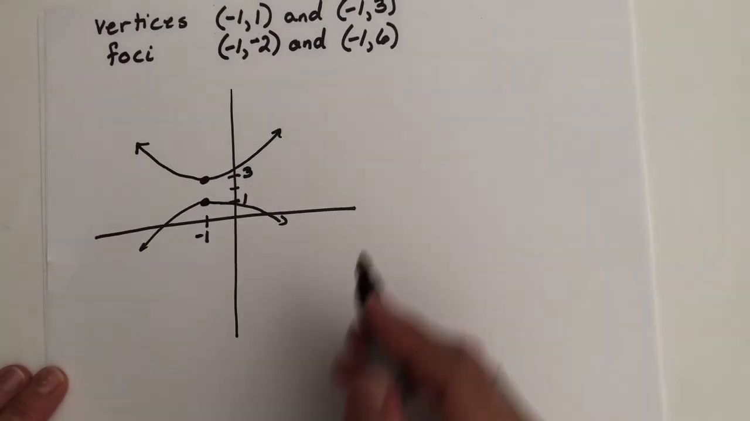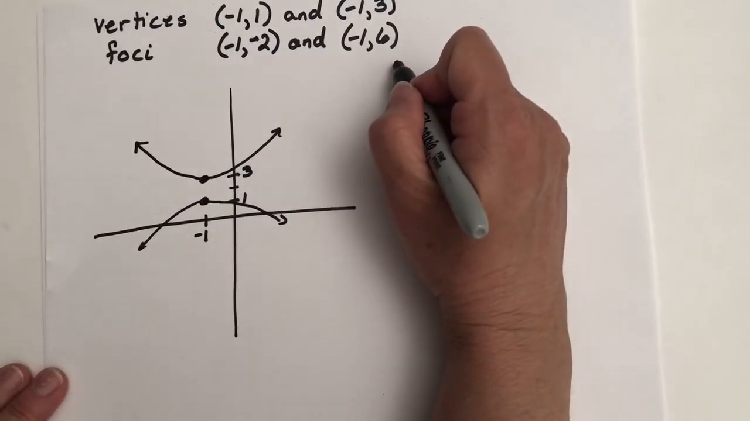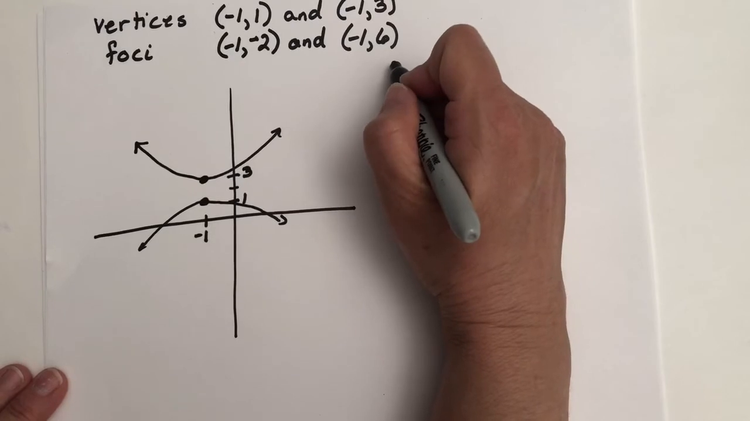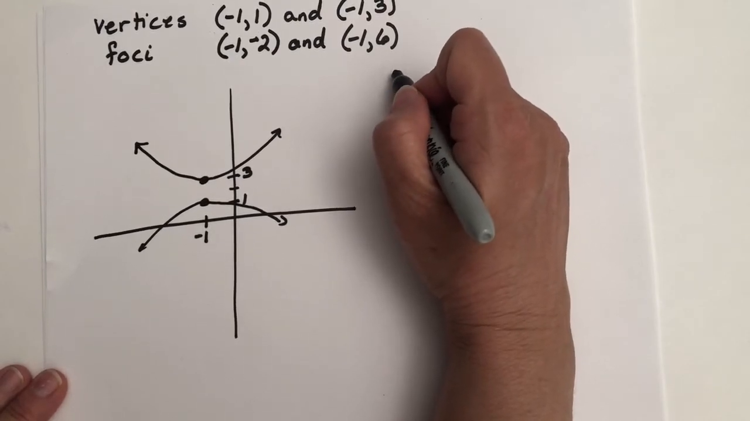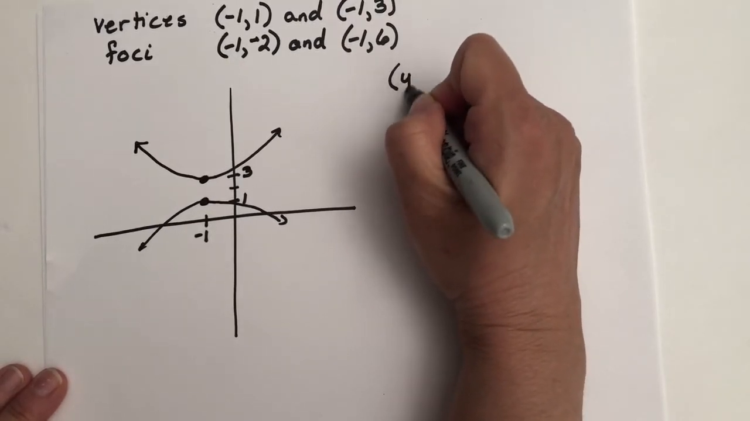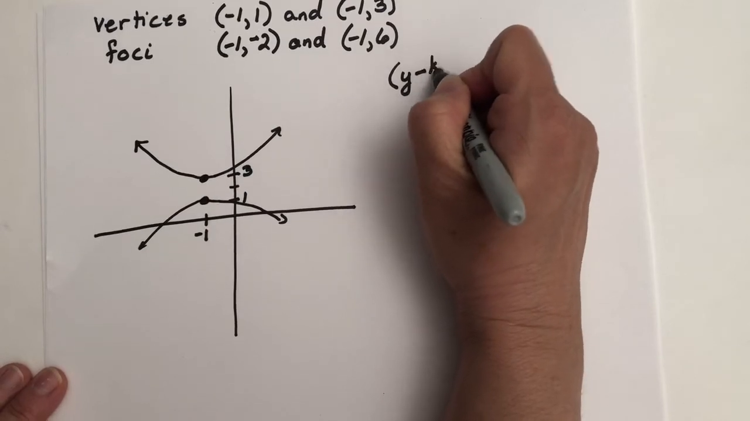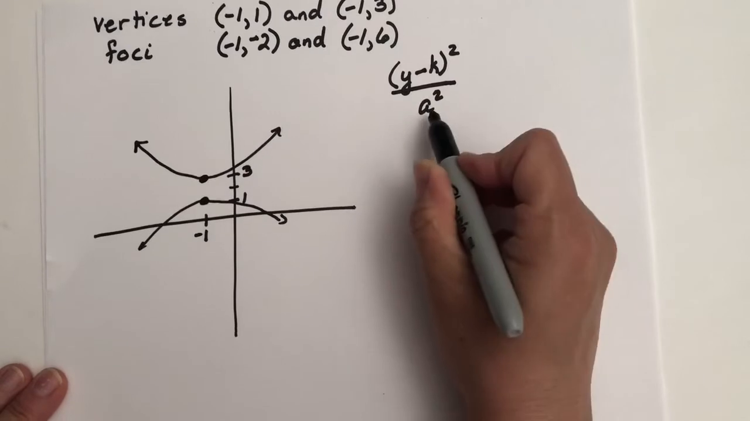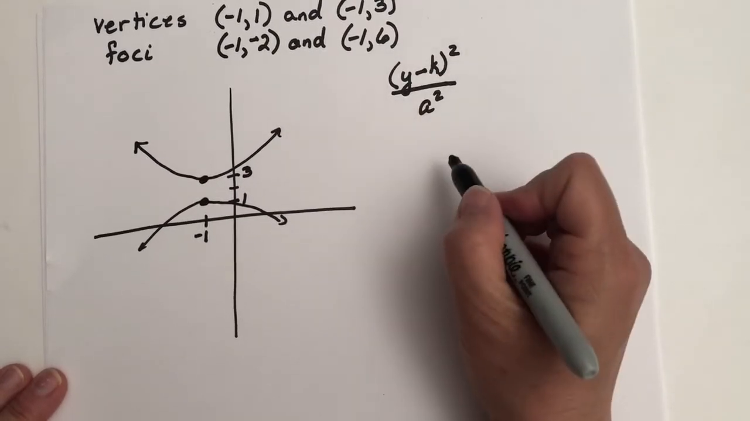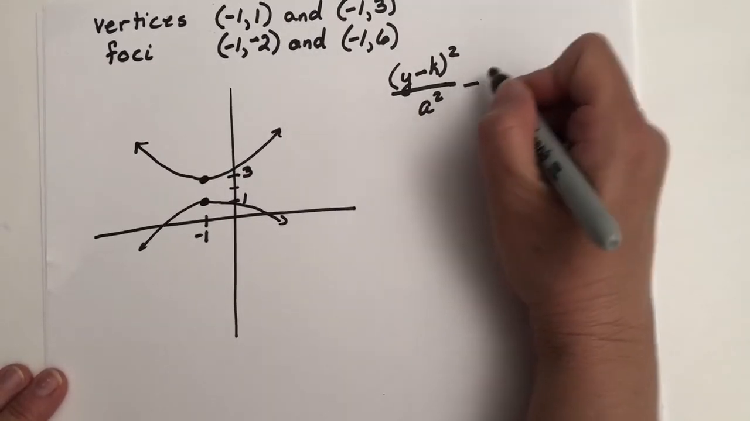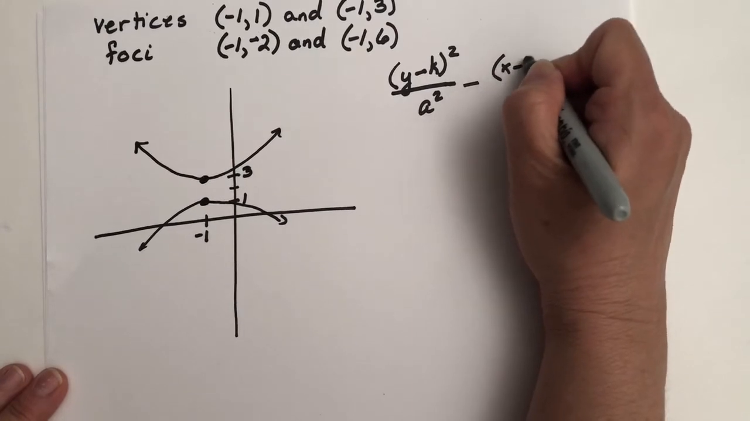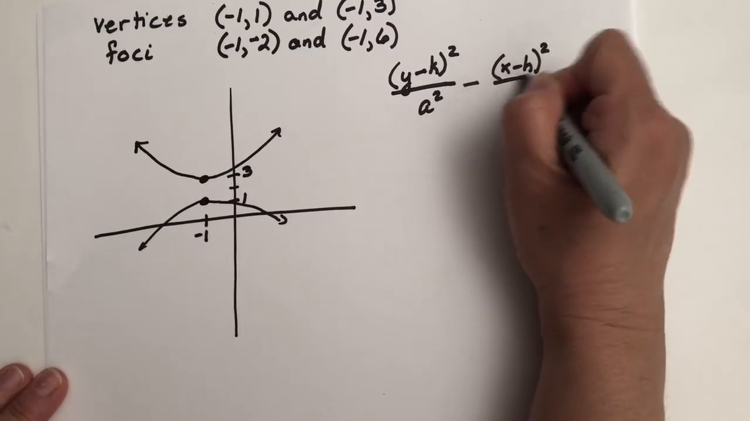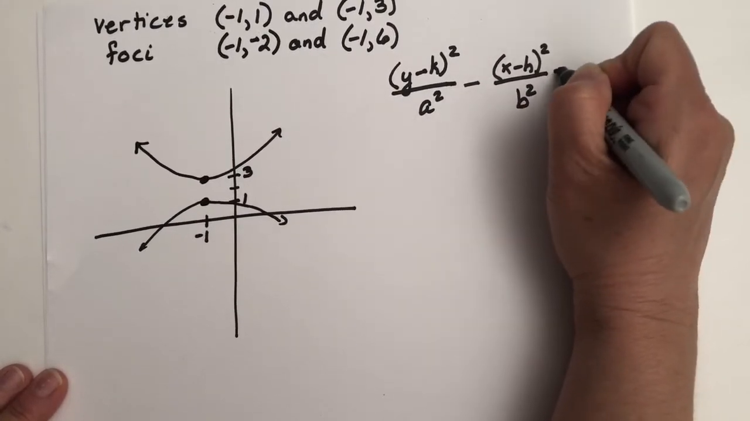So this time I know my equation will look like this, starting with the y squared first. So it's (y minus k) squared over a squared. Remember, the a squared is the denominator of that first expression, minus (x minus h) squared over b squared equals 1.